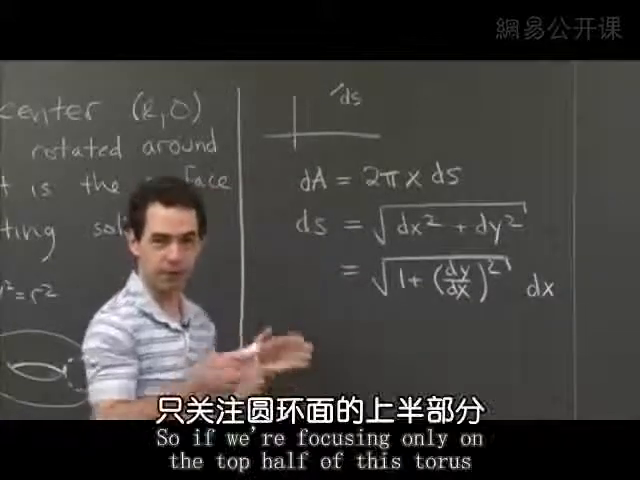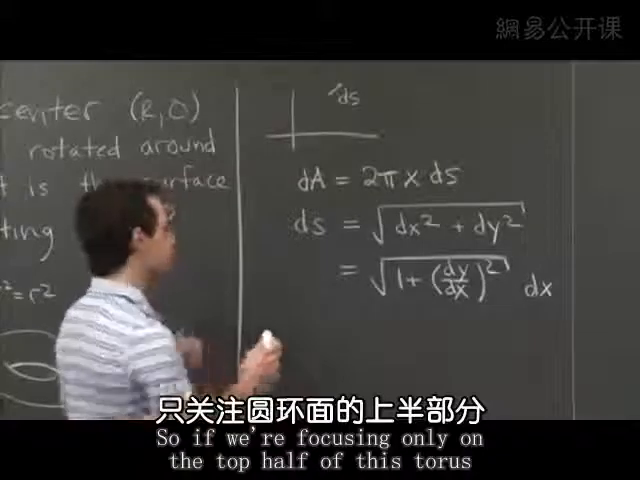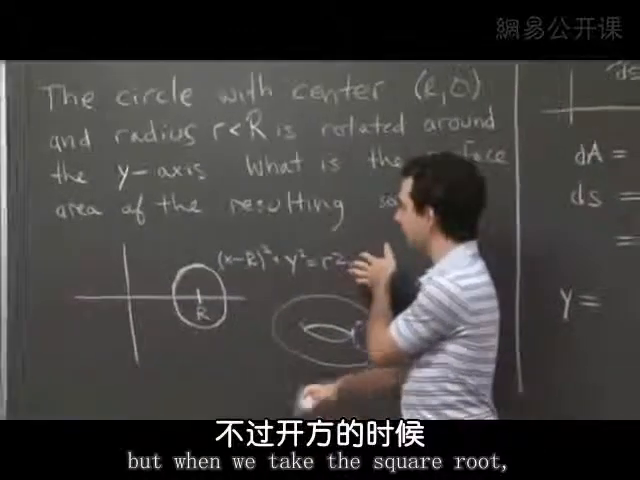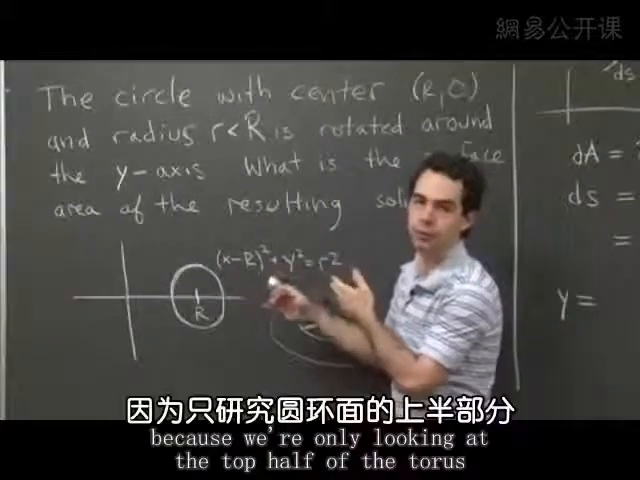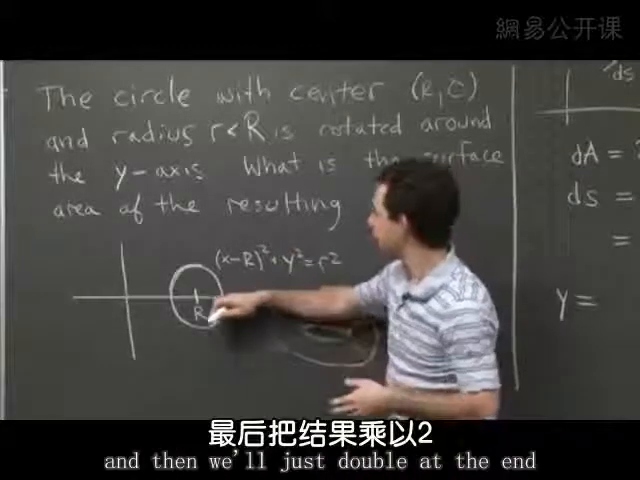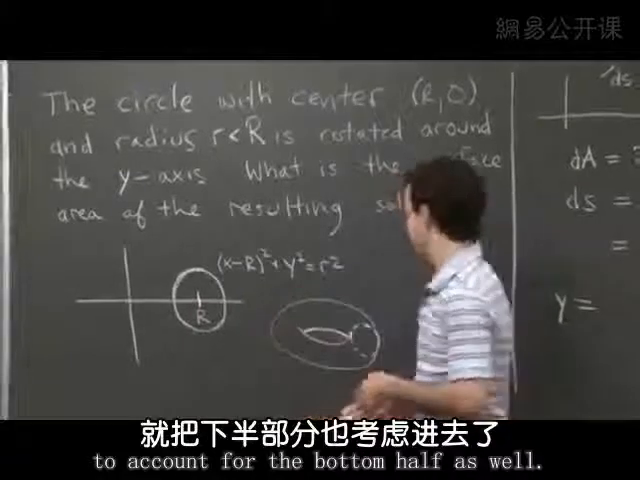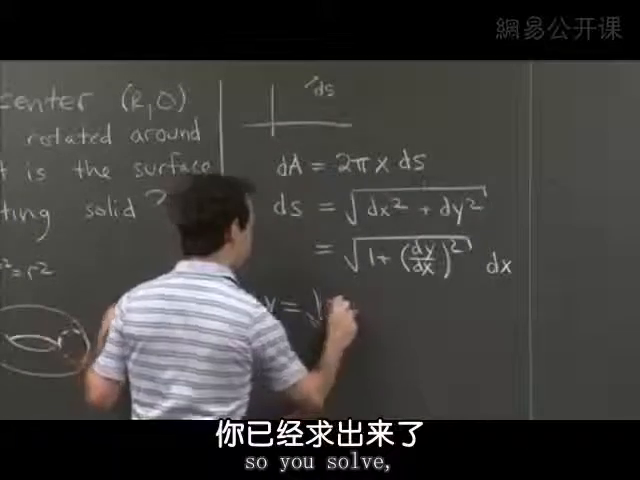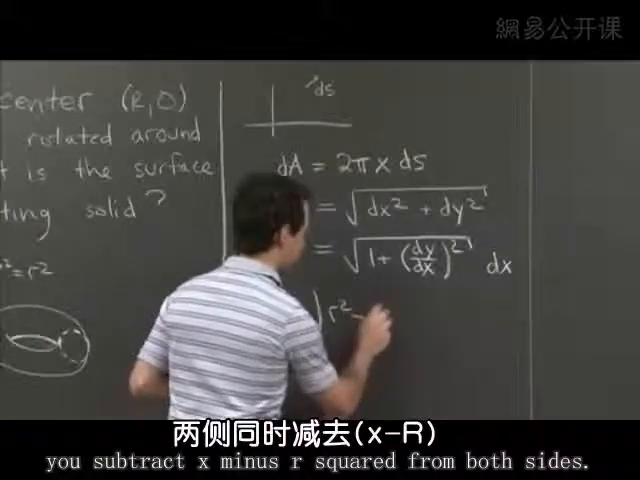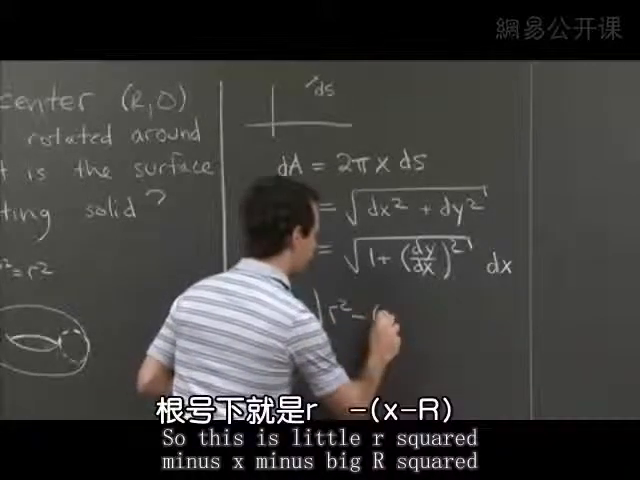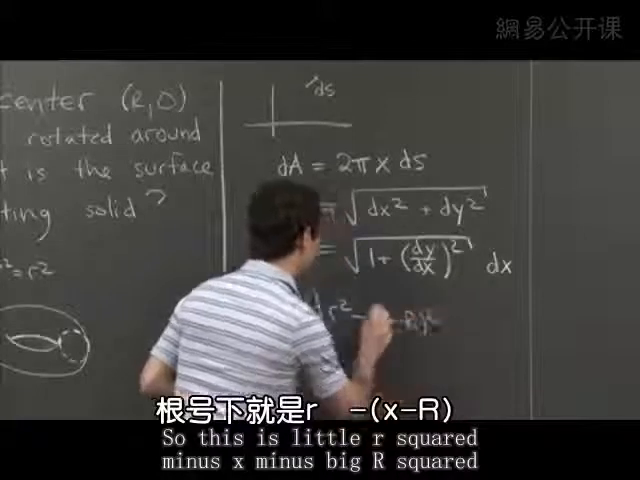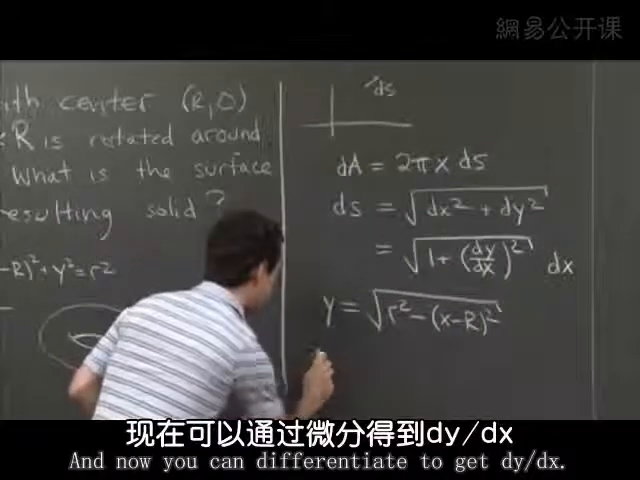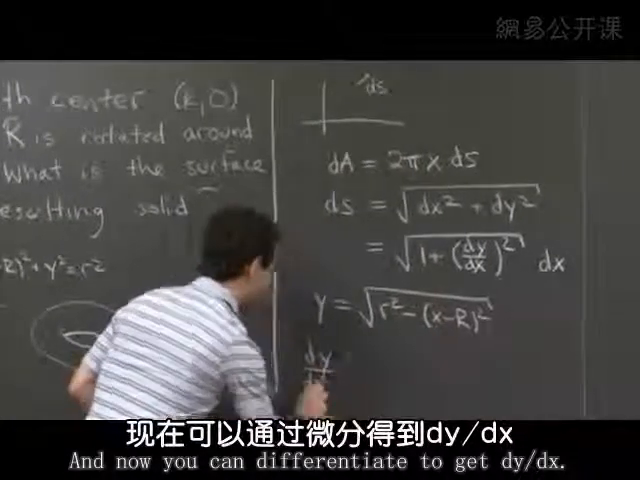Now, if we're focusing only on the top half of this torus, we can solve this equation for y, but when we take the square root, we're only taking the positive square root because we're only looking at the top half of the torus, and then we'll just double at the end to account for the bottom half as well. So y equals the square root of, you subtract x minus R squared from both sides, so this is little r squared minus x minus big R squared. So that's y, and now you can differentiate to get dy by dx.